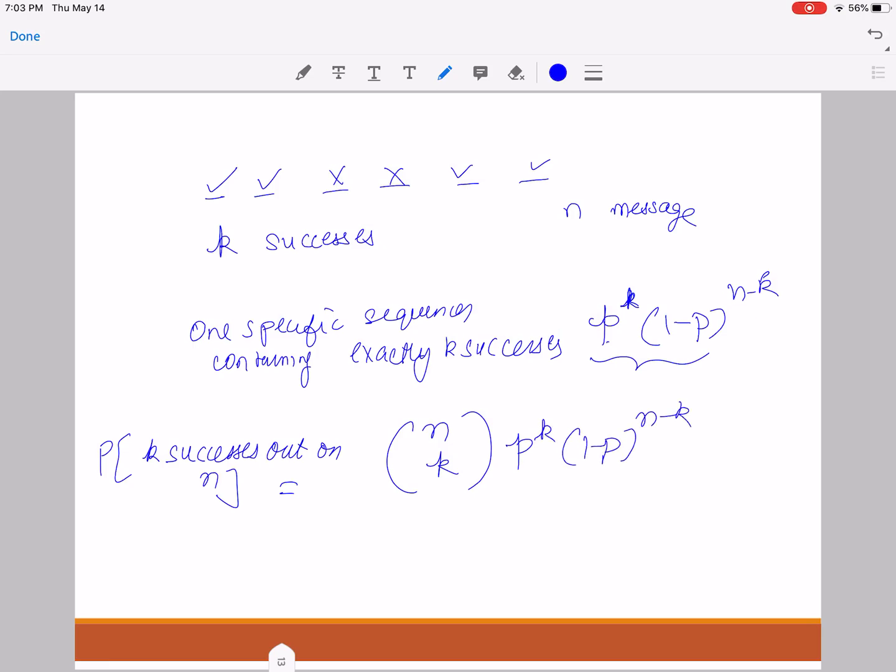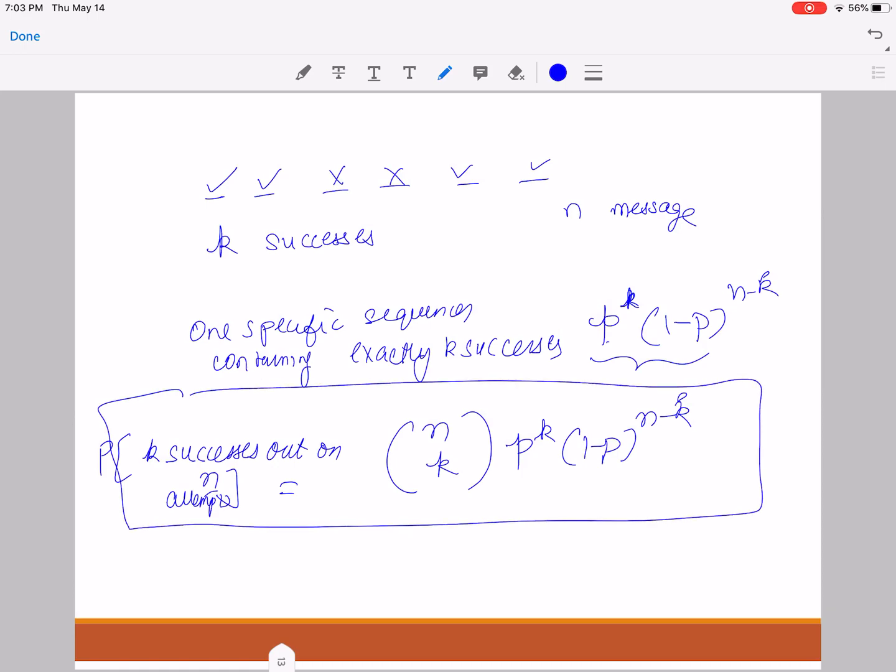So the probability of k successes out of n attempts is equal to n choose k times p to the k times 1 minus p to the n minus k. So this equation right here is the probability mass function of the previous problem. It is the generalized probability equation which you can use to find different kinds of probability. All you need to do is just plug in the right value of k which you are interested in.